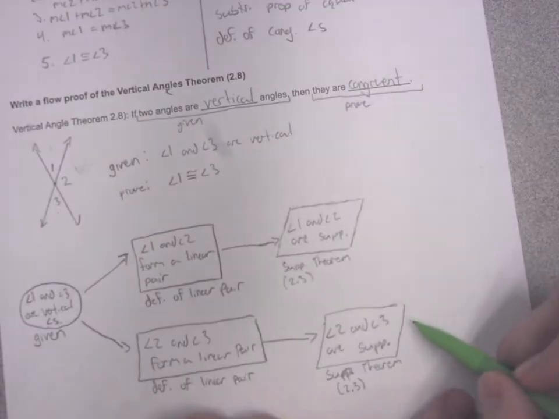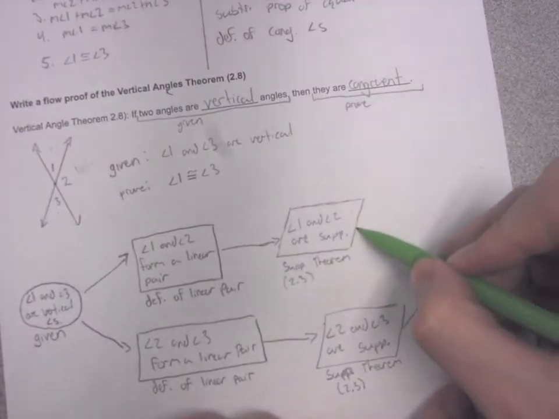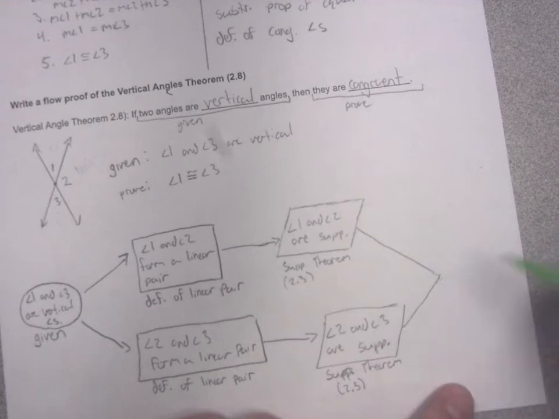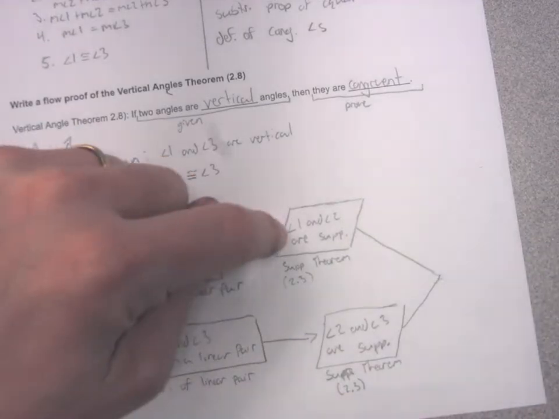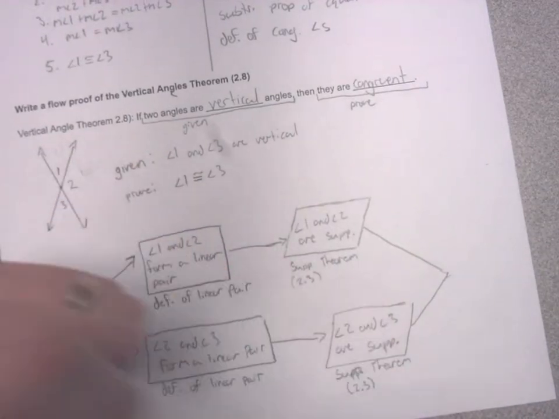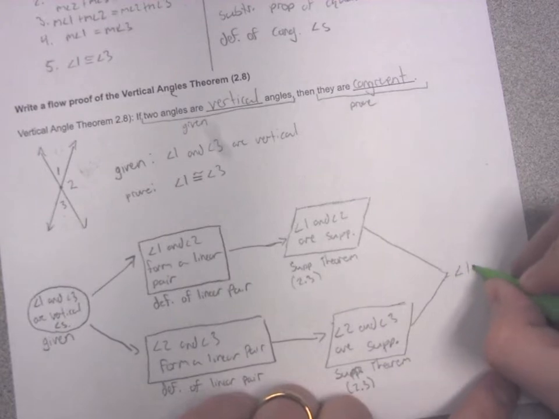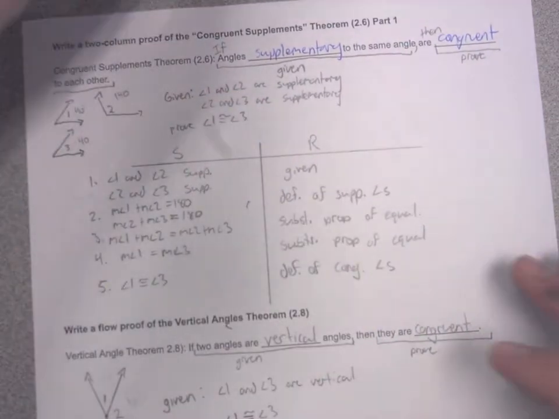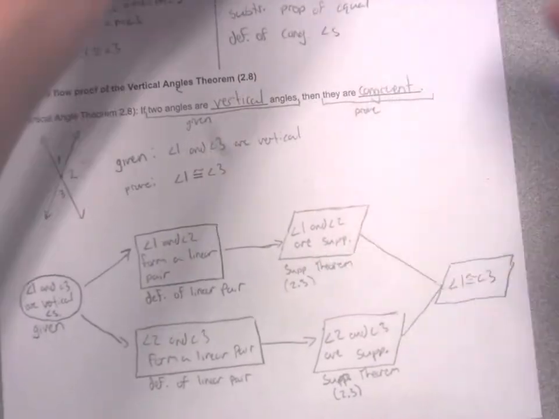So what we're going to do is take these two statements and combine them to get a new statement. So 1 and 2 are supplementary, 2 and 3 are supplementary. That means that angle 1 has to be congruent to angle 3. How do I know that? Because we proved it up here. It's theorem 2.6, or the congruent supplements theorem.